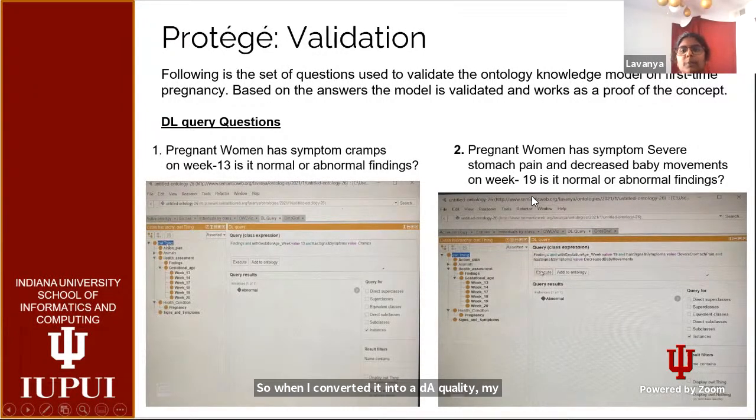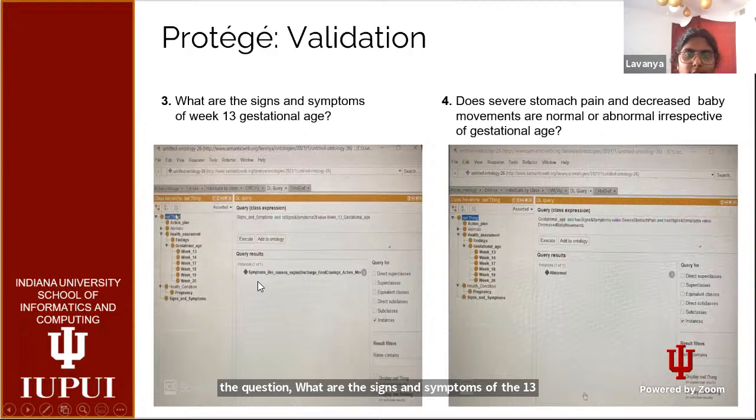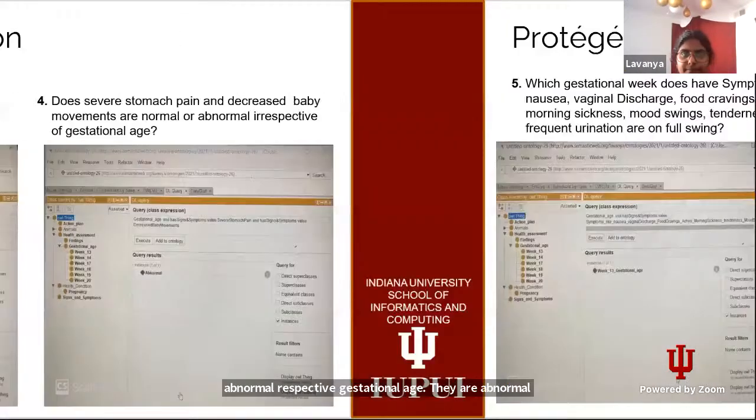The second question is: pregnant woman has symptoms, severe stomach pain and decreased body movements on week 19. Is it normal or abnormal? My reasoner showed it's abnormal. Third question: what are the signs and symptoms of week 13 gestational age? My reasoner shows symptoms like nausea, vaginal discharge, food cravings, aches, etc. And the fourth question: are severe stomach pain and decreased body movements normal or abnormal irrespective of gestational age? They are abnormal according to my reasoner.